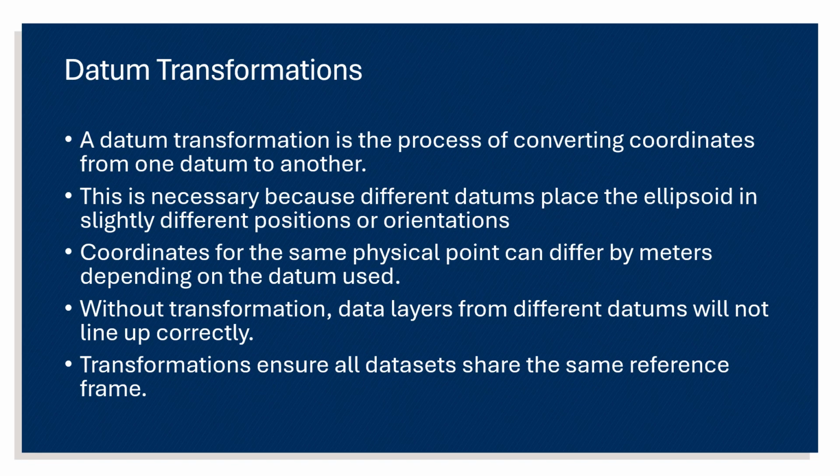Now, datum transformation is that process of going from one coordinate system or one datum to another. And this is necessary because different datums place the ellipsoid in slightly different positions or orientations, or use slightly different ellipsoids. So it's important to do these things, because coordinates from the same physical point can differ by meters depending on the datum that's used.